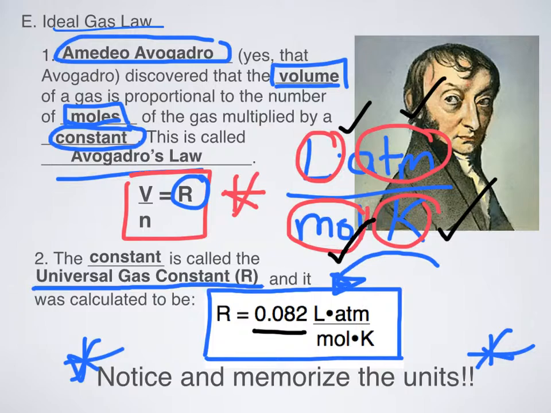If we change the units to something else, like if instead I want to use milliliters, or I want to use torr, or I want to use Celsius, then this number will change. It's not something that won't move around depending on the units I use. This constant is only true for this series of units.